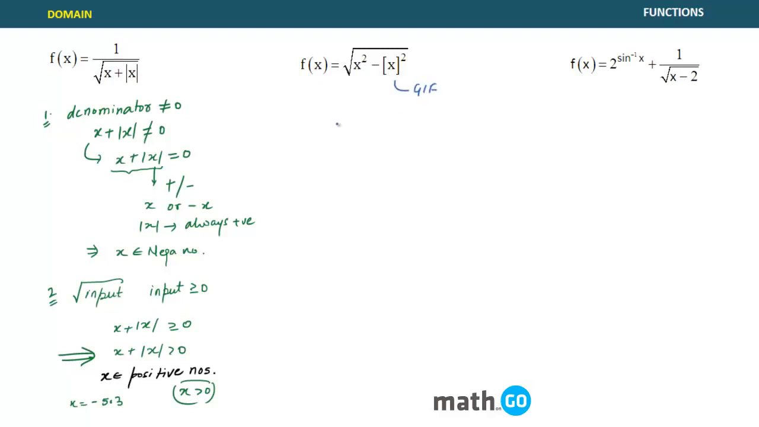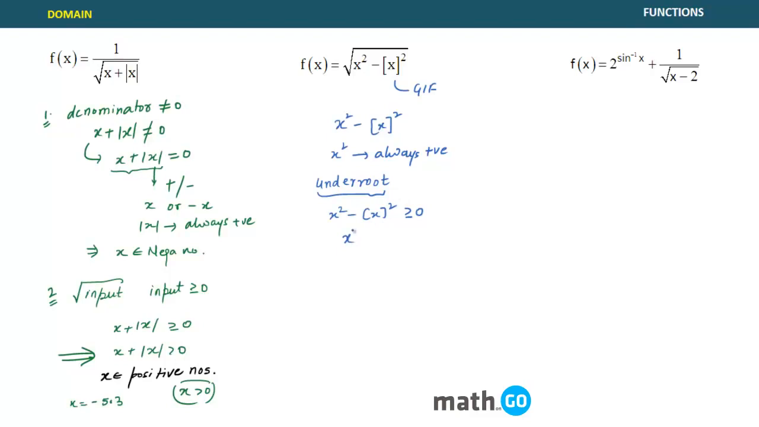Now understand GIF also. It says square root of x square minus GIF of x square. Again, let's see what is x square. x square is always positive, and you are given under root. So this function is basically an under root function. We understand that the input should be greater than or equal to 0. This time around it could be equal to 0 also, because it does not have any denominator, right?